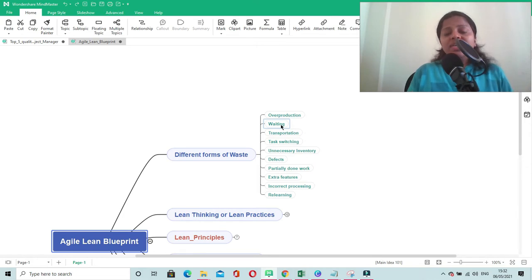so that we will be able to reduce the waiting time and work efficiently. So waiting, basically, counts for efficiency. You have to ensure that all your project activities are efficient.